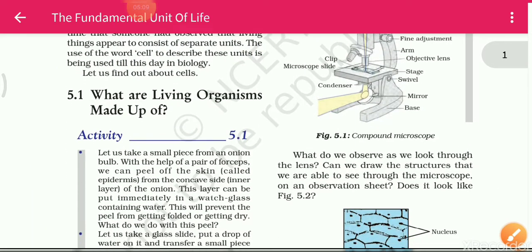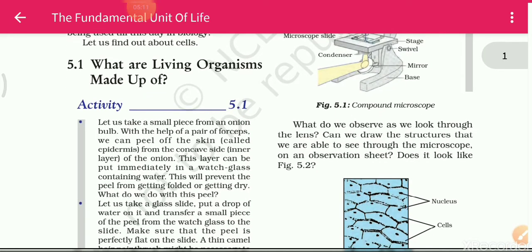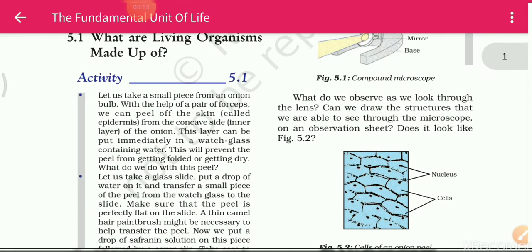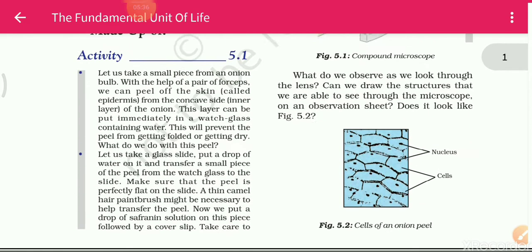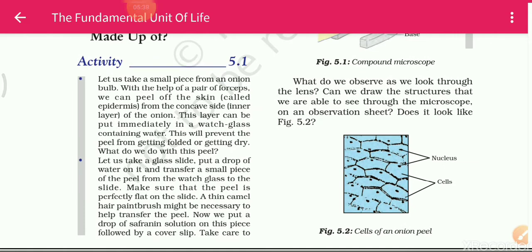Now, here is 5.1. What are living organisms made up of? Students, with the help of this activity, we can understand what living organisms are made up of. I know, you know also what living organisms are made up of. Very simple. Living organisms are made up of cells. But with the help of this activity we can understand it.